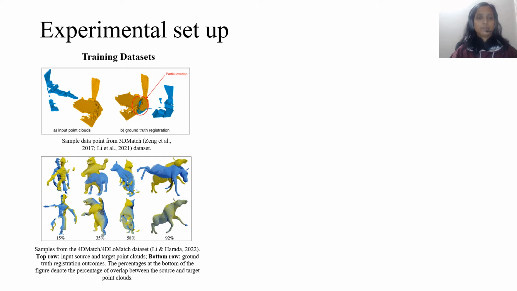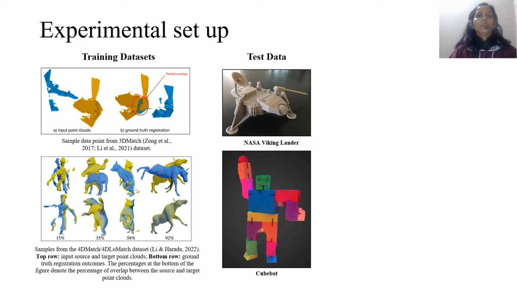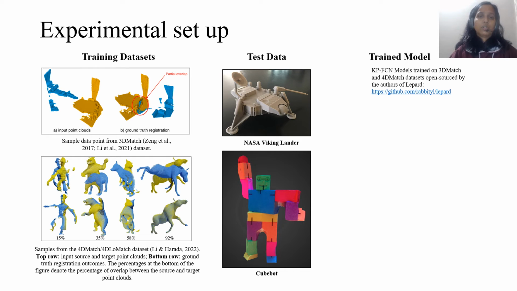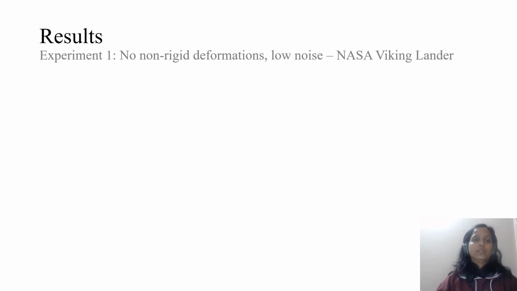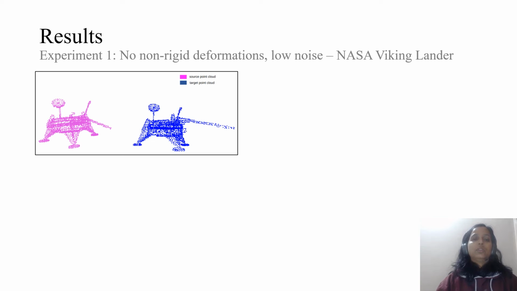Experimental setup. We use Leopard models trained on the open source 3DMatch and 4DMatch datasets. We test the performance of our approach on the real-world scans of the NASA Viking lander and the Qbot robot model. Now we present the results.